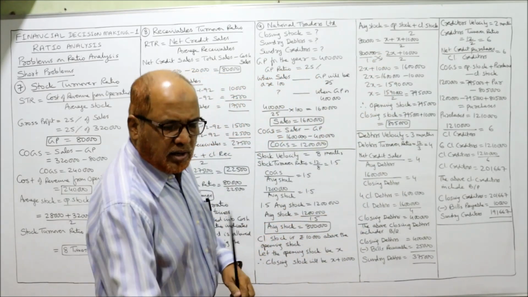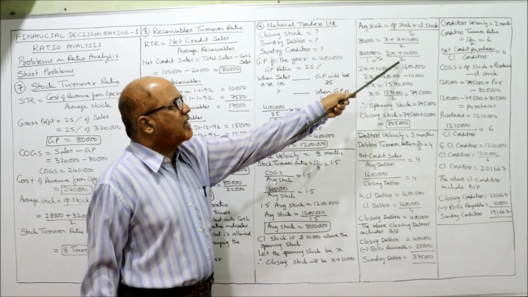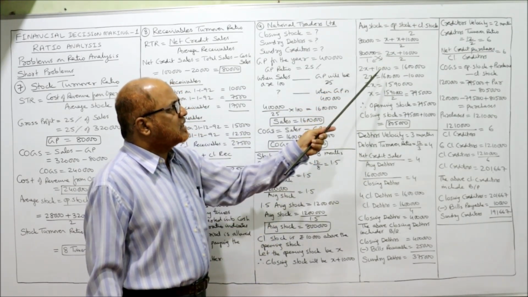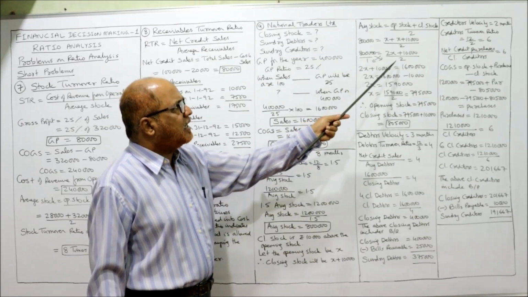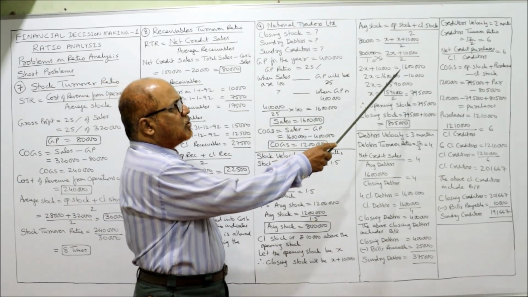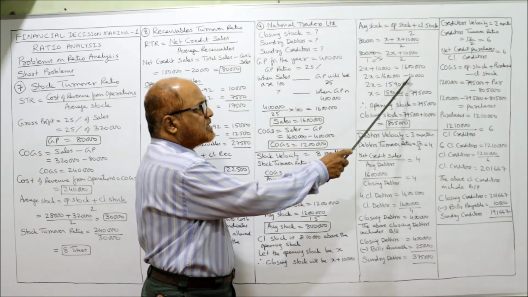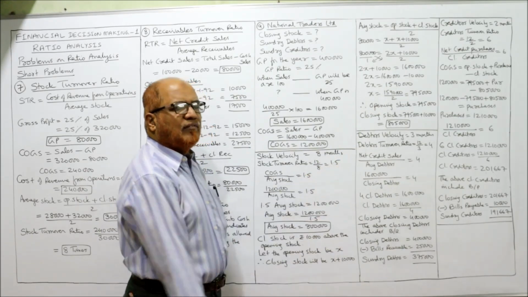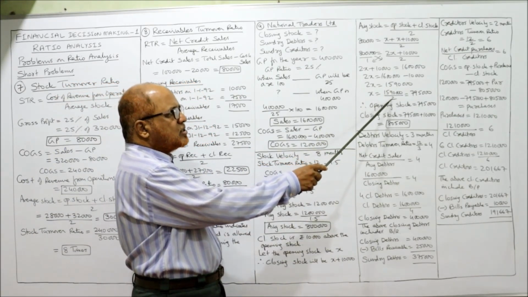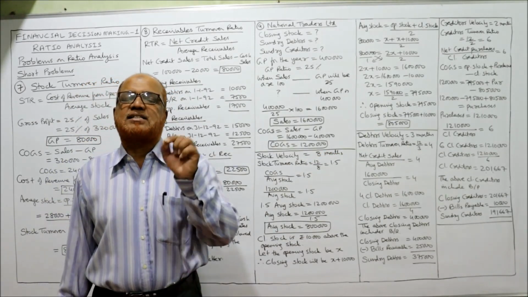8 lakh is equal to (x plus x, 2x plus 10,000) divided by 2. Now if I make a cross multiplication, 2x plus 10,000 is equal to 8 lakh into 2, 16 lakh. Now 2x is equal to 16 lakh, take this 10,000 to RHS, it will become minus 10,000. So 2x is equal to 15 lakh 90,000. X is equal to 15 lakh 90,000 divided by 2, 7 lakh 95,000 is X.